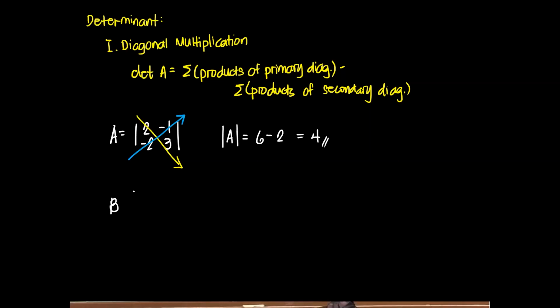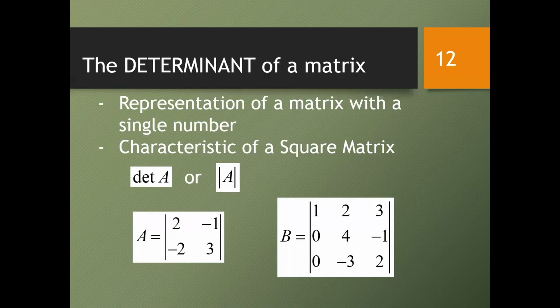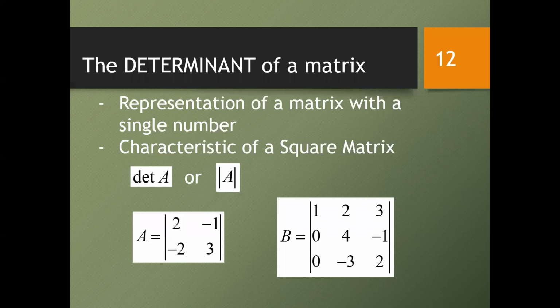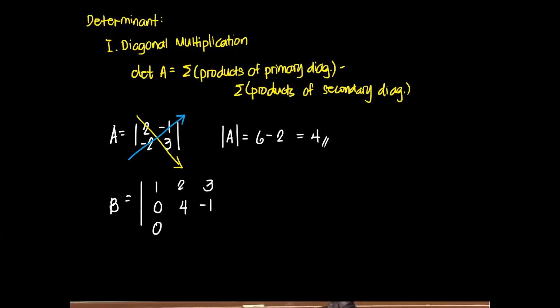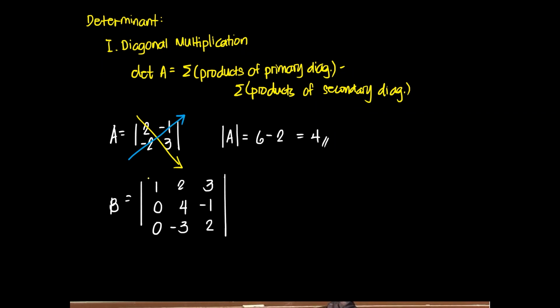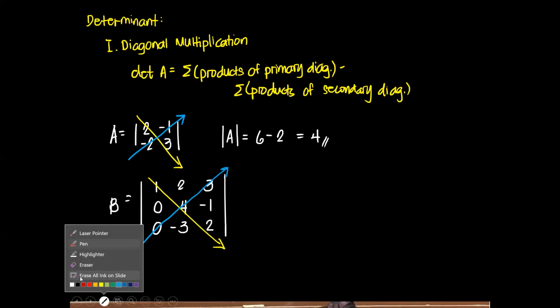Whereas for B, 1, 2, 3, 0, 4, -1, and 0, -3, 2. Alright. So the problem here, guys, is this. When you draw the main diagonal, ito siya. The secondary diagonal is this. Ang problem, guys, we have not touched all the numbers. Yung 0, 2, -1, at saka -3, hindi natin na-touch. So how do we do that?